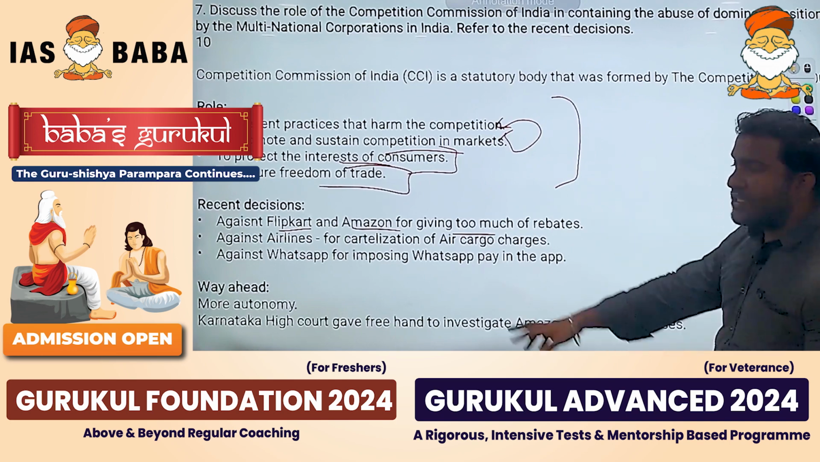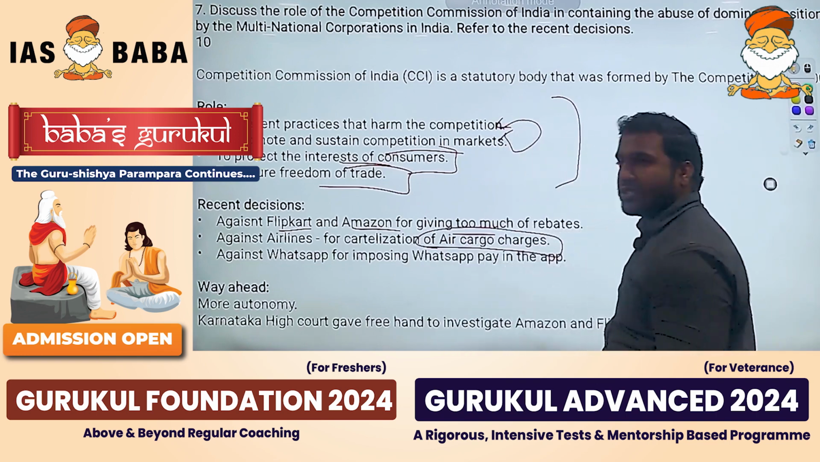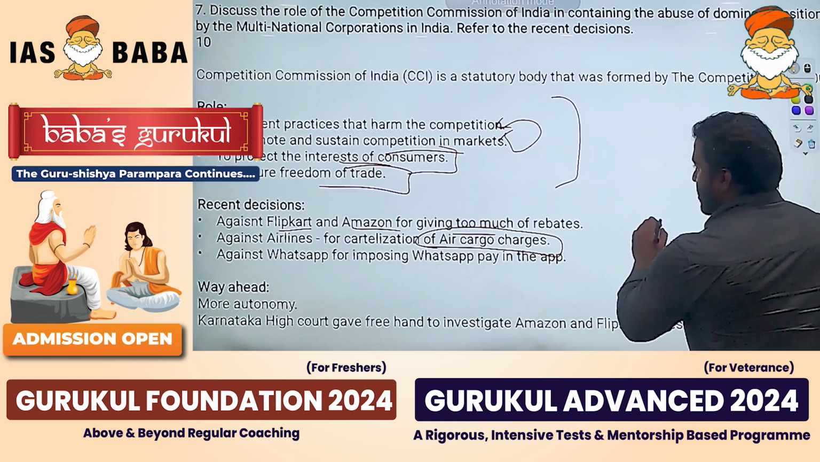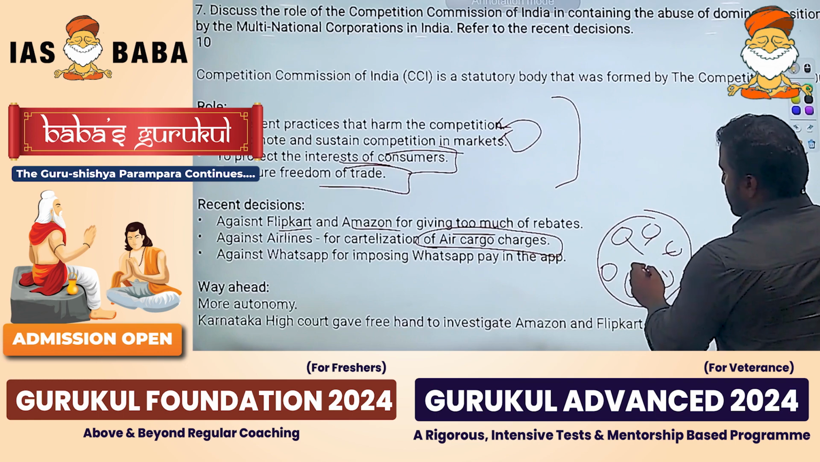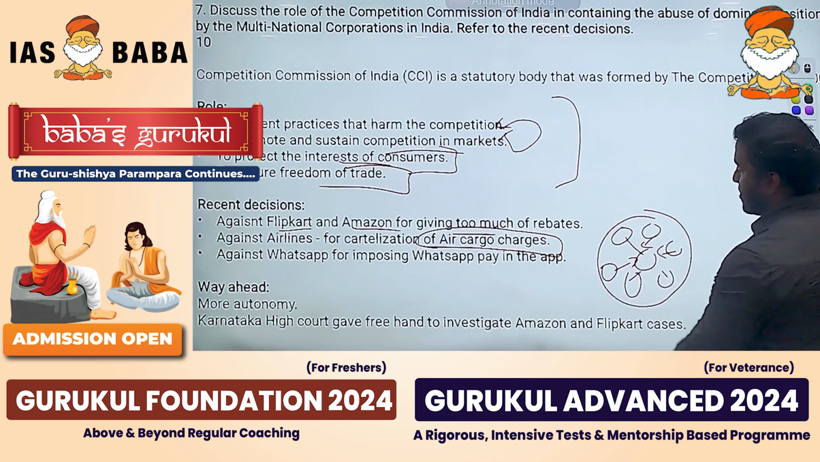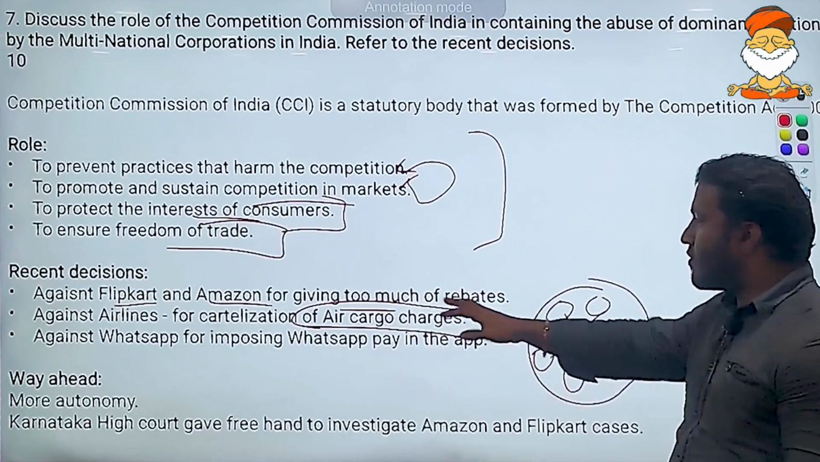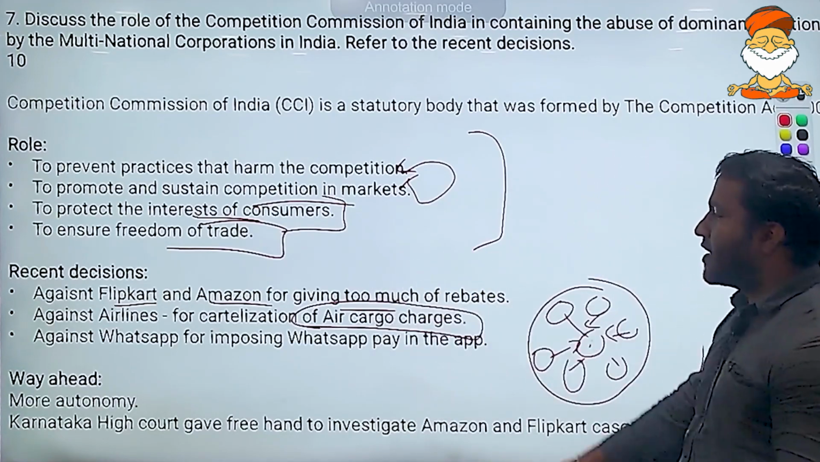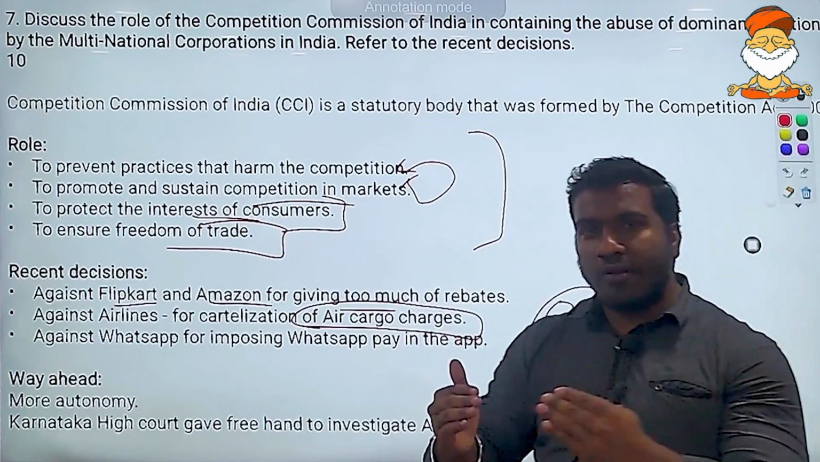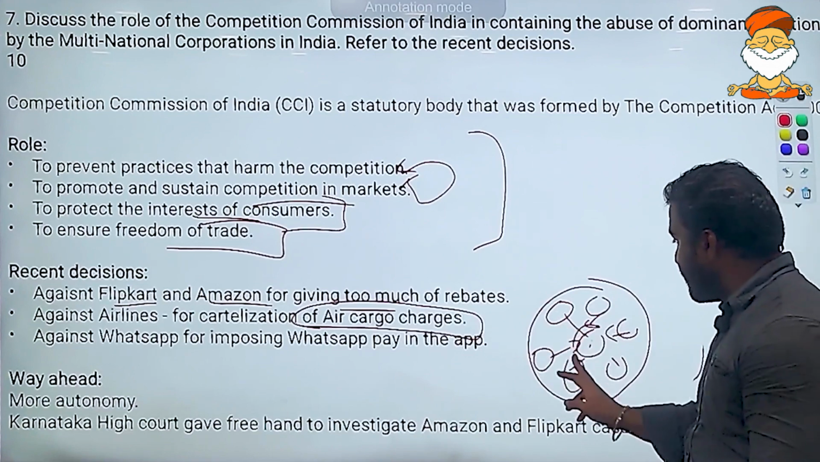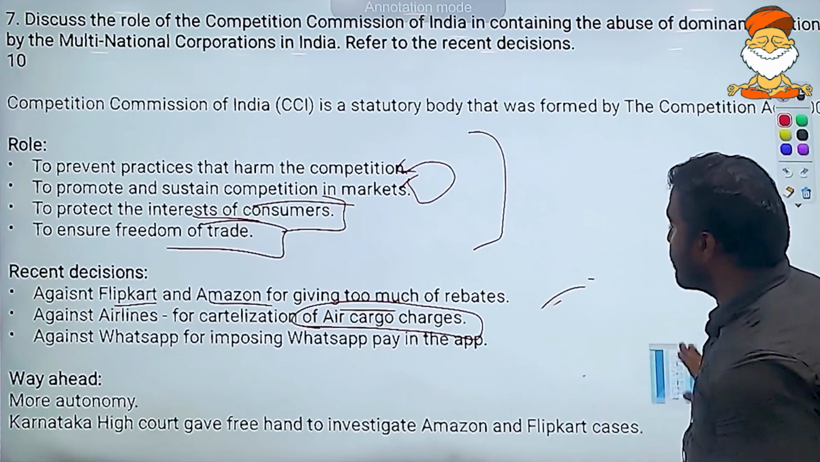Then against airlines recently, for the cartelization of air cargo charges. Cartelization means these airlines fix their own prices and say that no one will sell below this price. When no one sells below, the customers have to settle for one of the prices they fix. Also the cartelization of Ola Uber charges: both of them come together and say we will fix the price whichever we want, so that customers will not take the advantage of competition.